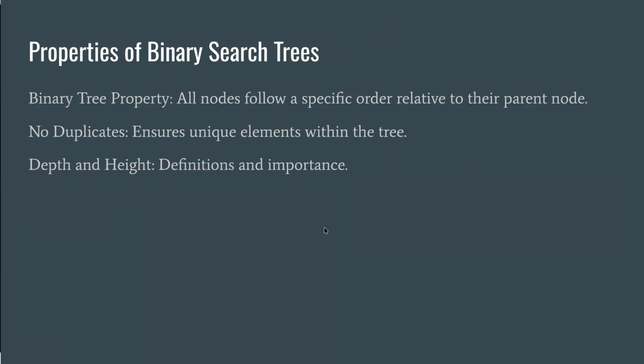Properties of binary search trees. If we were to focus on some essential properties of binary search trees, the most fundamental property is the binary tree property, which means that the tree remains ordered, and this facilitates efficient traversals and operations. Also, each node in a BST uniquely appears, avoiding any duplicate values.